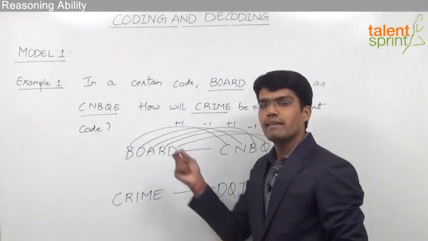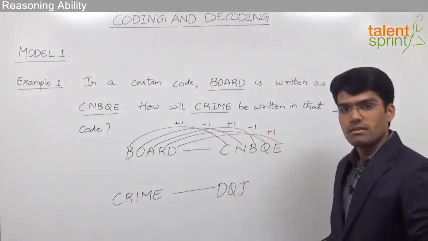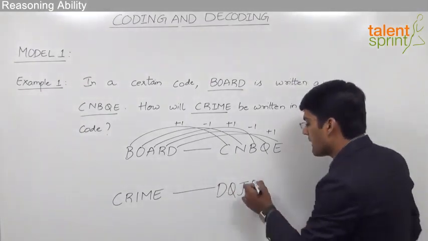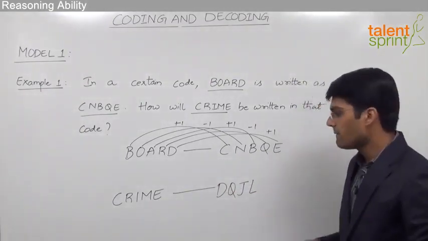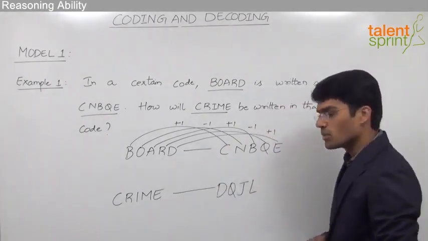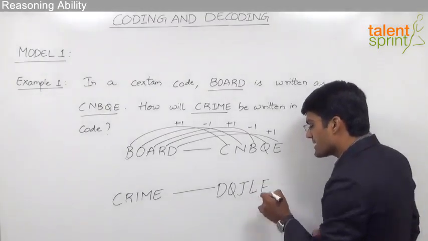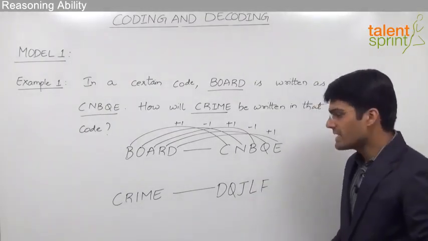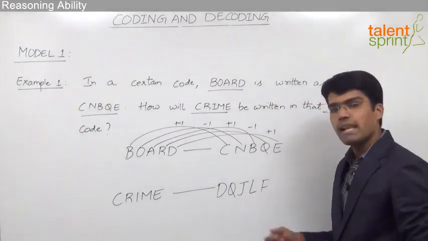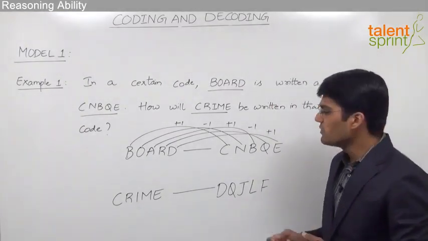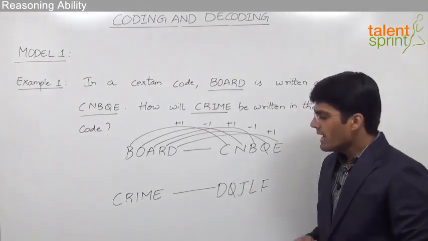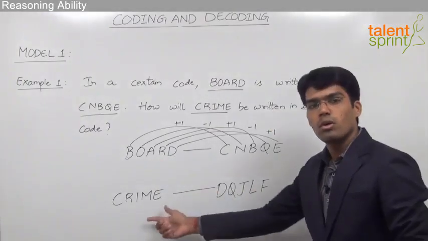The fourth letter should be taken in the backward direction. So the letter which comes before M is L in the alphabetical order. And finally, the last letter again should be shifted in the forward direction. So E should be taken as F in the coded form. So that's how we get the code for crime, that is DQJLF. So this is how we need to find out what can be the possible logic in the given coded form and apply the same thing on the given word to get the answer.